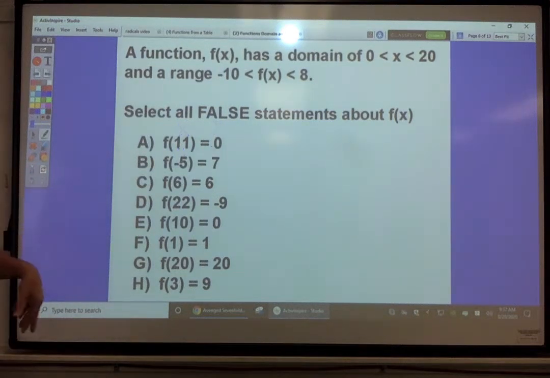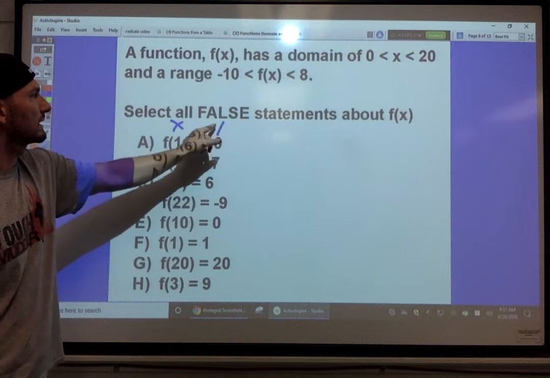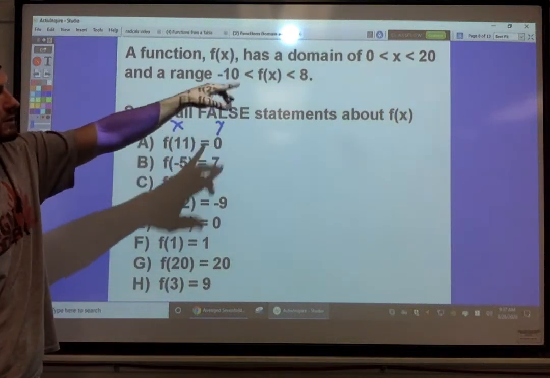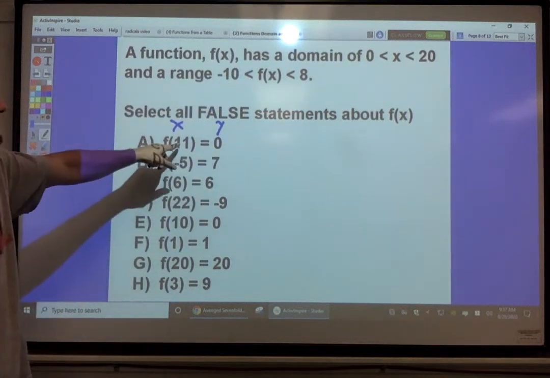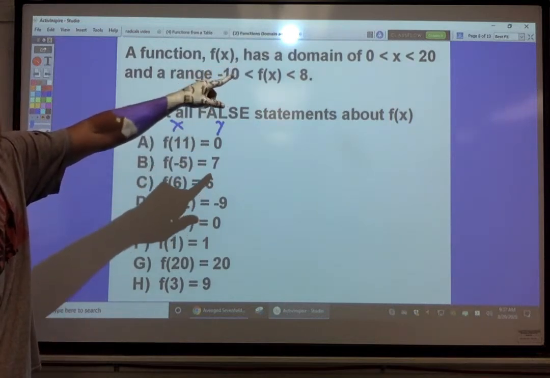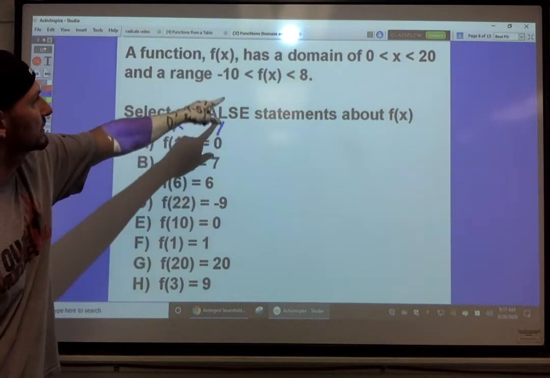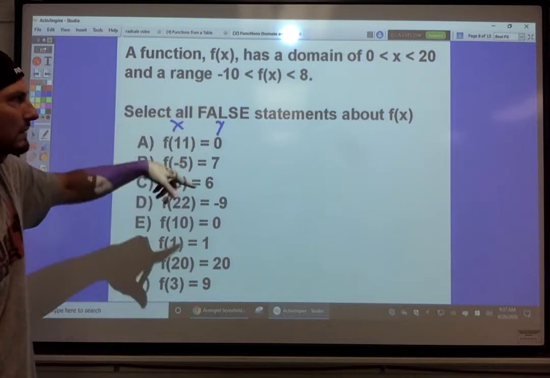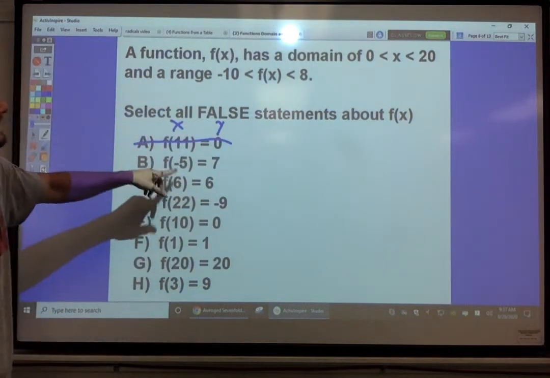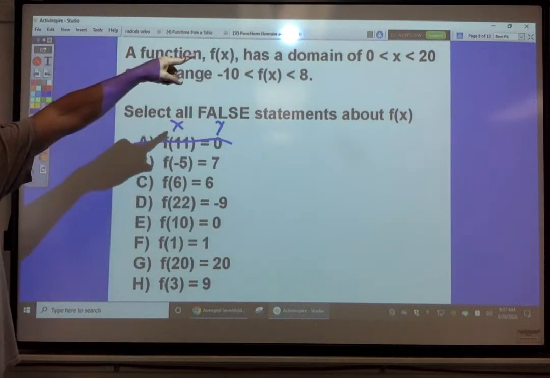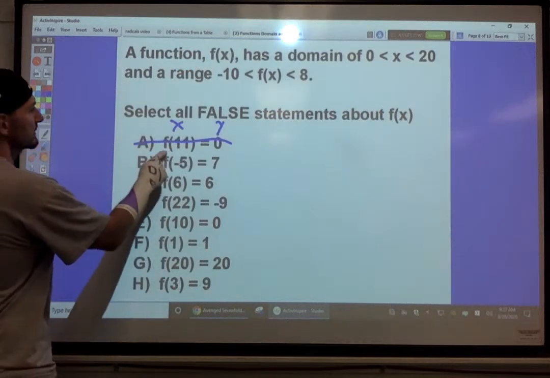So we're just matching here. Now that you know these are x's and these are y's, figure out which ones fall in those intervals. So x is 11. Is that up there? Okay, is 0 between -10 and 8? Okay, that's a true answer. We don't want that. -5 is not between 0 and 20, so that's a solution.